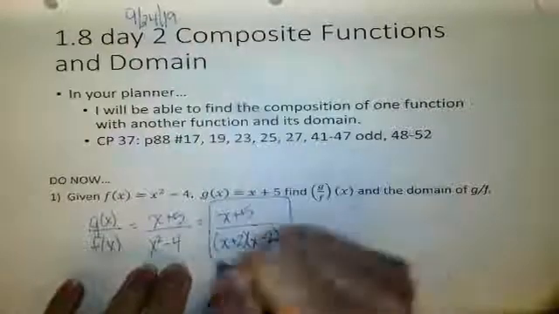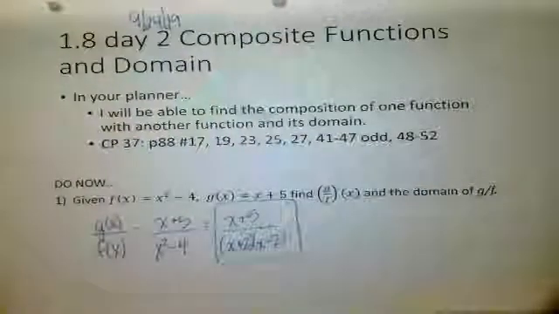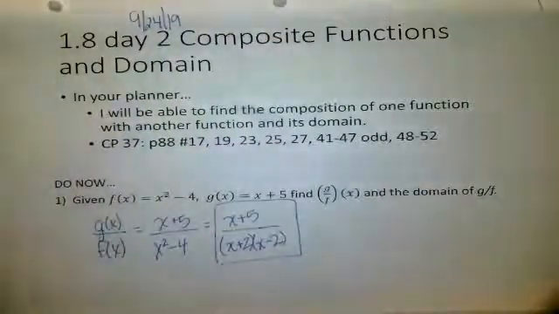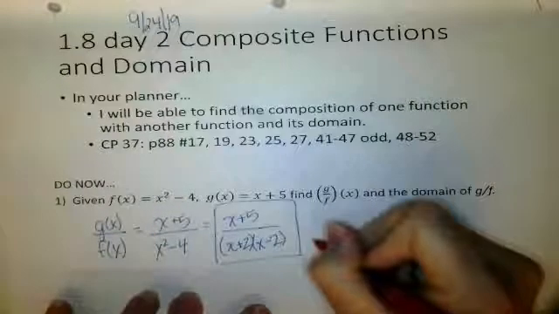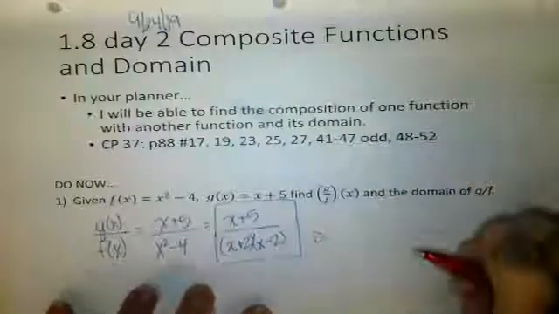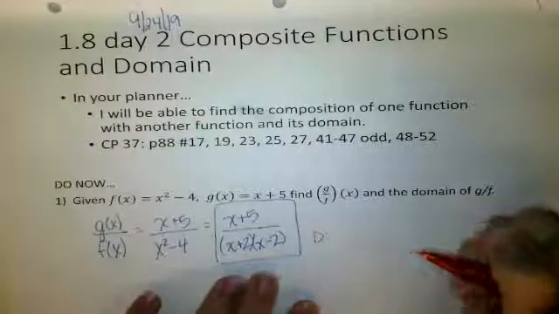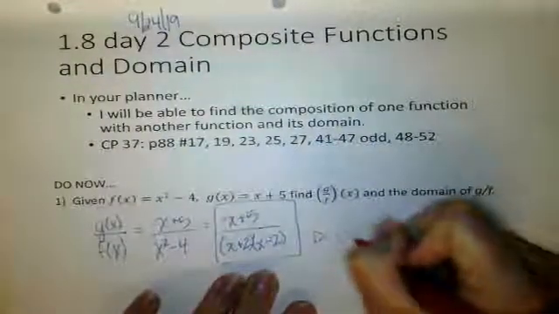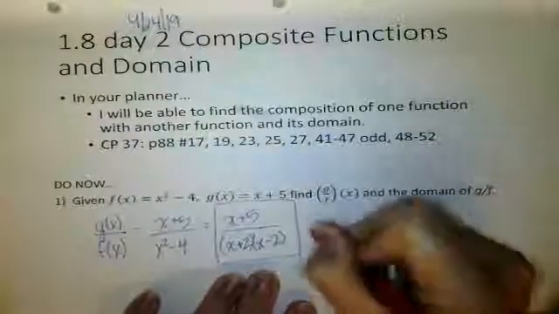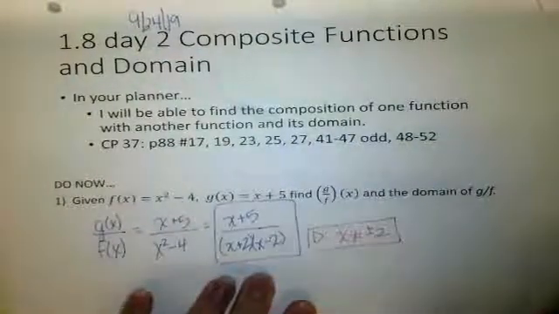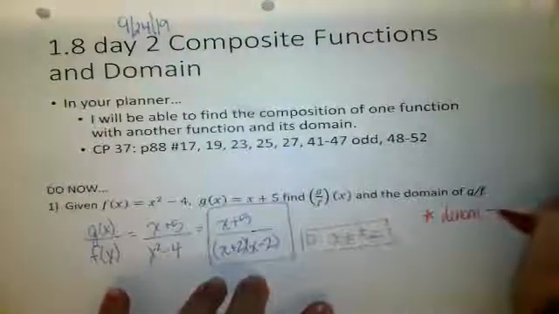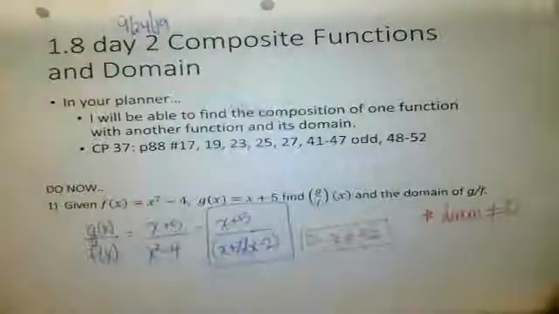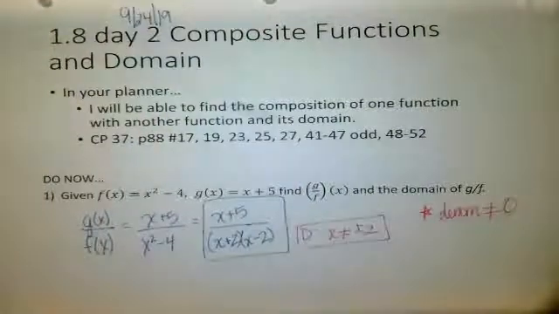But I love when denominators are factored because we can see the domain really, really easily. What is the domain of this g over f function? X cannot equal plus or minus 2. Why? Yeah, denominators cannot equal 0. And that's one of our domain things that we look out for. Denominators are not allowed to be 0.